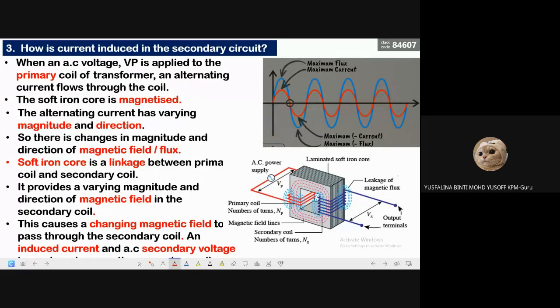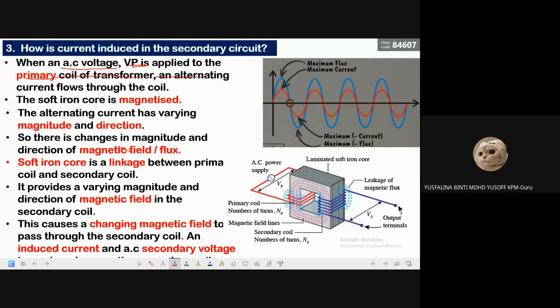When an AC voltage VP, what does VP mean? Primary voltage. When I see the voltage that supplies, the side that has an AC voltage must be the primary voltage. The other part, connected with a bulb or any electrical appliance, is the secondary. So the primary voltage is applied to the primary coil of the transformer.